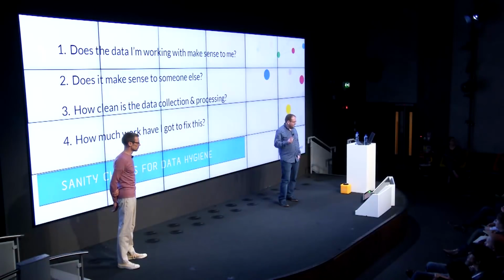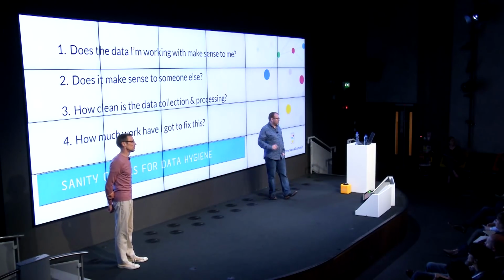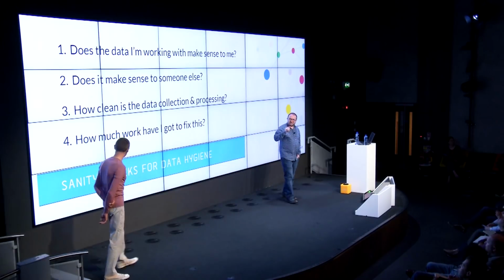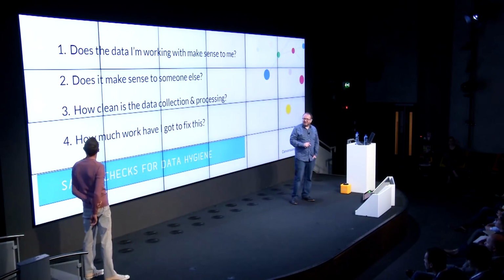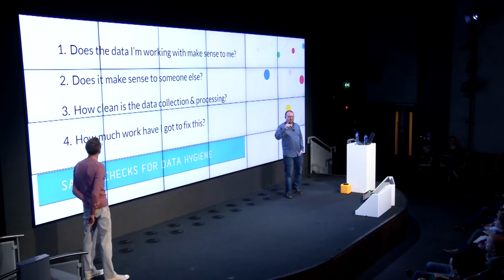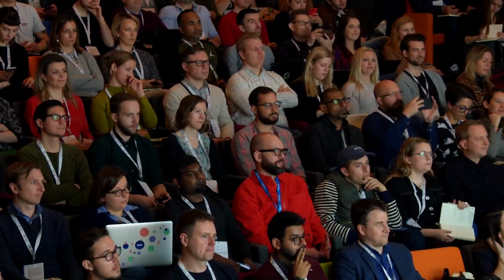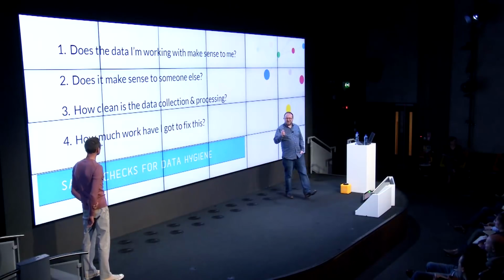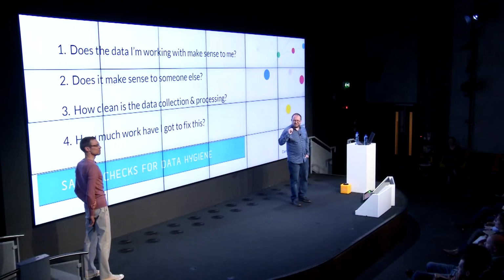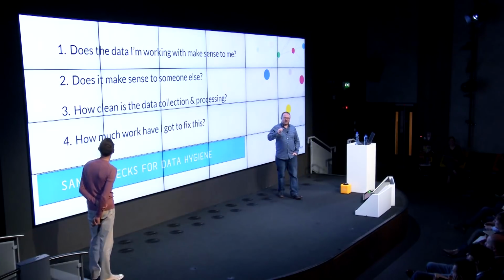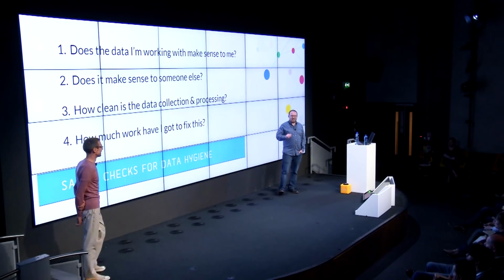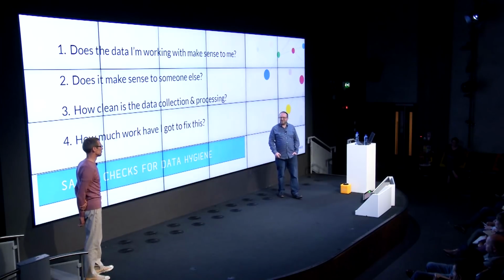So, we have a couple of sanity checks that we put in when we're looking at data. Does the data make sense to me? Quick show of hands here. How many people have ever looked at a data set and go, I have no idea what this means? That's a good show of hands. Okay. Does it make sense to somebody else? Too often we've seen naming conventions that make perfect sense to the analyst. Somebody else looks at it and goes, I genuinely have no idea what it's talking about. And that person then leaves.